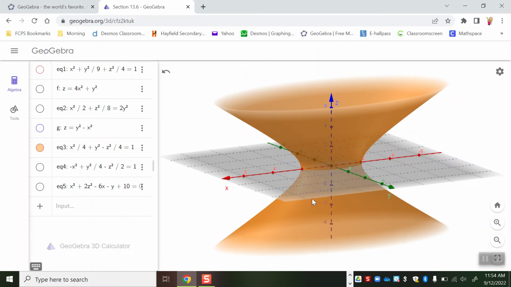You can see those hyperbolas right here. Oh, it kind of locked up there. All right, I don't know what happened. There you go.